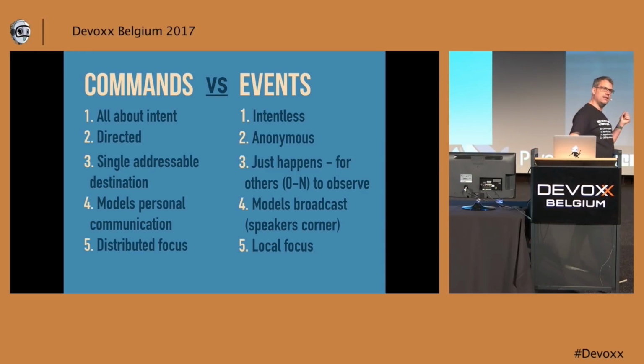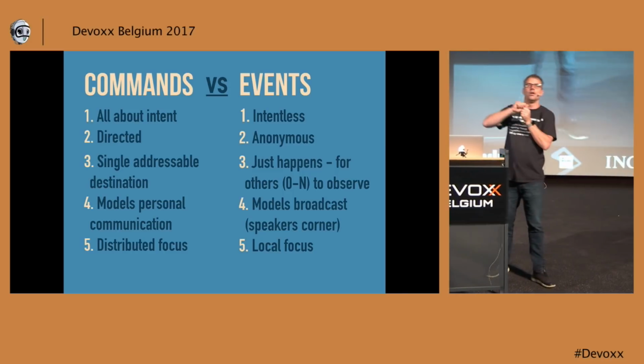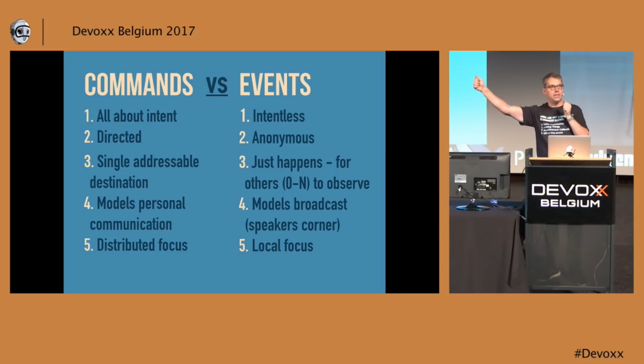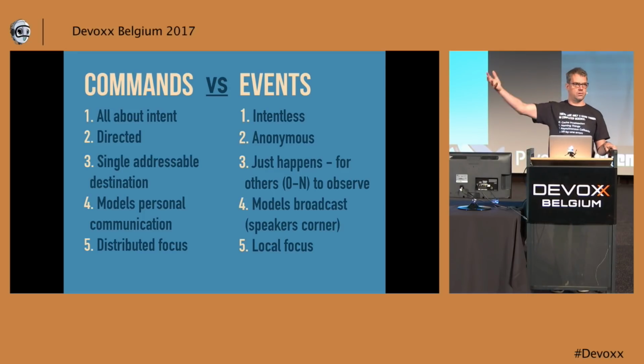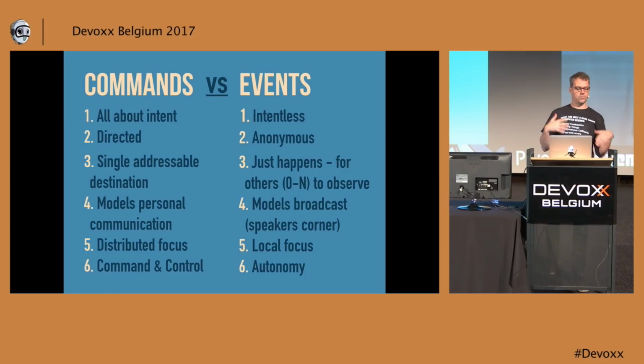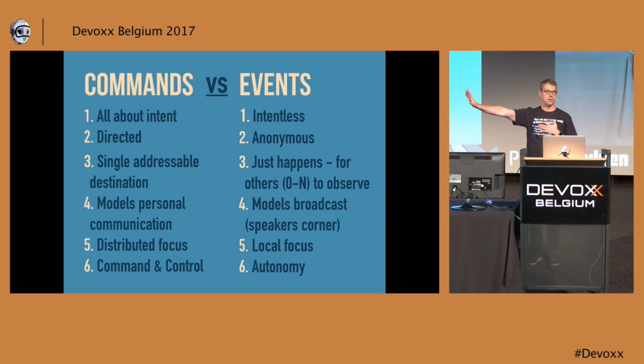And commands have a distributed focus because they are addressed. They model communication that moves across contexts, while events, as I've said before, have a local focus. They don't cross contexts. And so commands are really all about command and control. I tell you what to do, you better do it. While events are fully about autonomy. I react to whatever happens my way, and I choose if I should do something or not. I could choose to ignore.